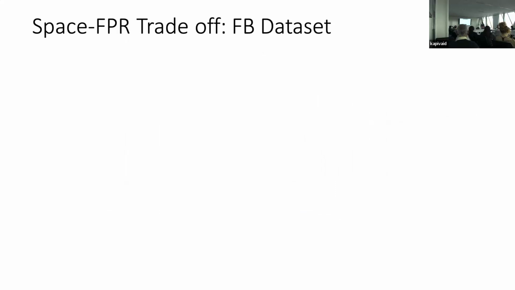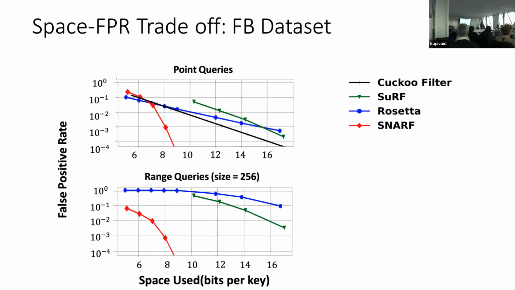Now, we also looked at performance of these filters on real-world datasets. For this experiment, we looked at results from a Facebook dataset, which contains IDs of various Facebook users. Again, we'll be comparing the false positive rate on the y-axis and the space used on the x-axis. What you can see here is that SNARF actually does much better than cuckoo filters for point queries, and it's able to maintain the same performance for range queries as well.